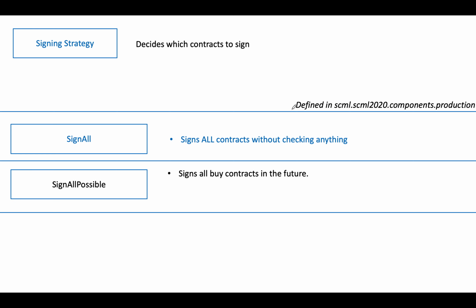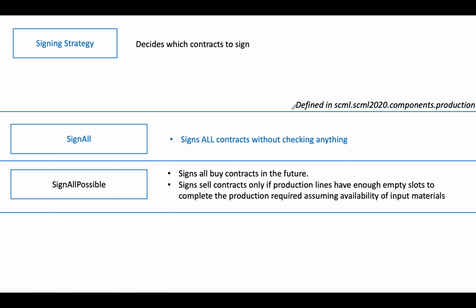And sign all possible. This one signs all buy contracts without thinking. But for sale contracts, it just does a very small check. It checks that this contract makes sense. For example, if a negotiator agreed that you will produce 100 items of your product by the next step, and you only have 10 lines, it makes no sense to sign this contract. These are the contracts that will not be signed by this strategy. Everything else will be signed.